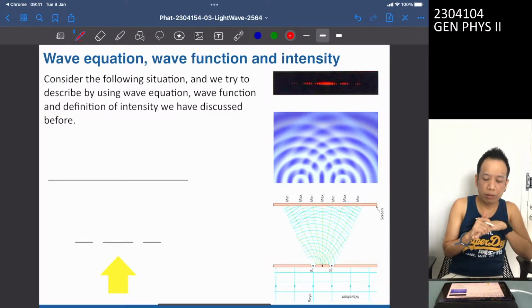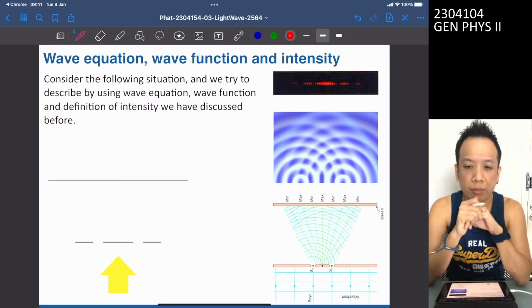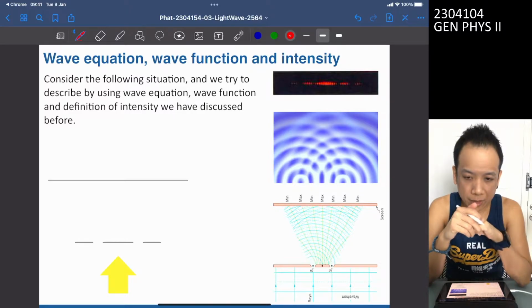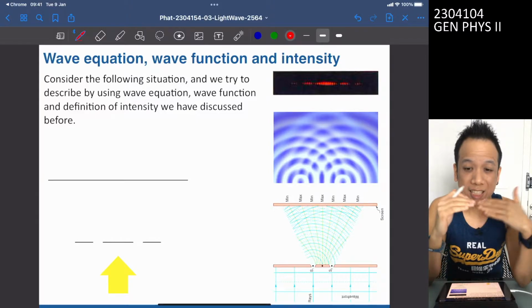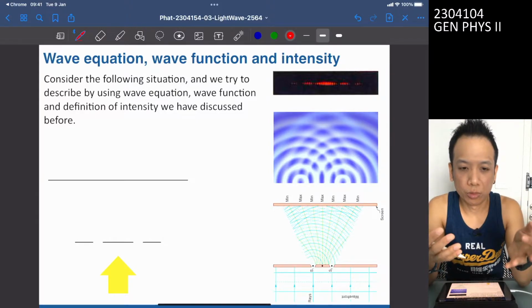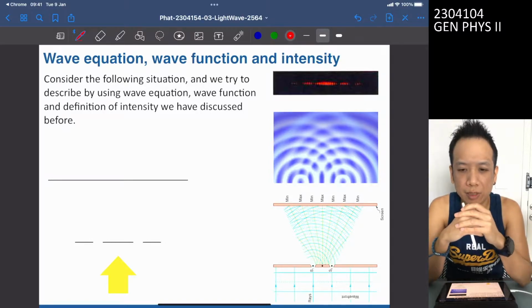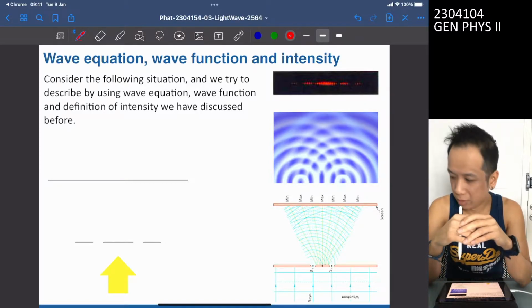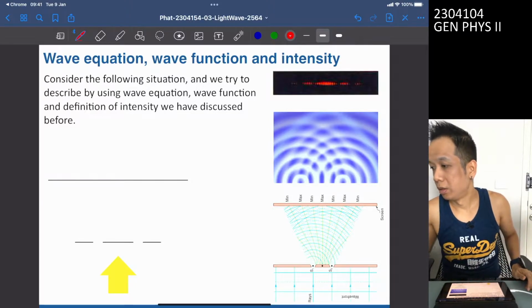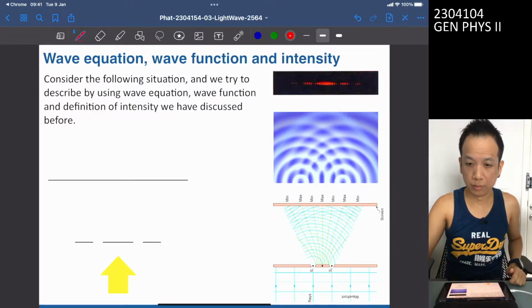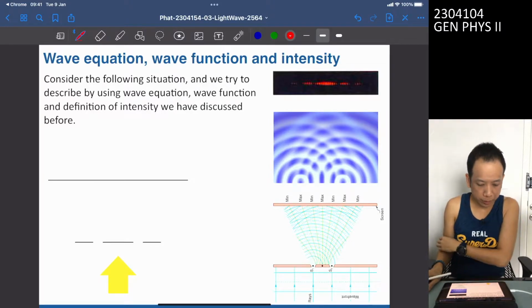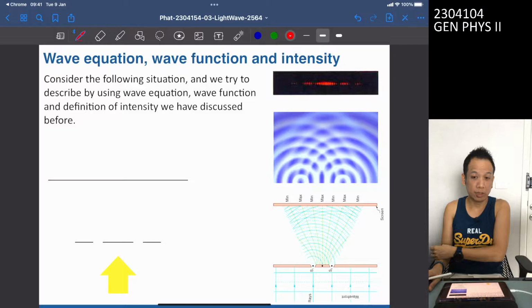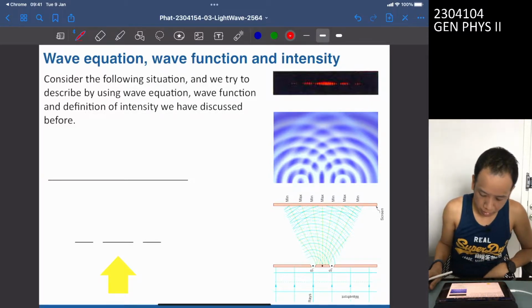Okay, wave equation, wave function, and the intensities. As mentioned in this lecture, I will not follow the book in order, but at the end you will get exactly the same solution as written in the book. But I prefer to start from something that you have learned before. So we consider the following situations and we try to describe them by using the wave equation, wave function, and the definition of the intensity we have discussed before.